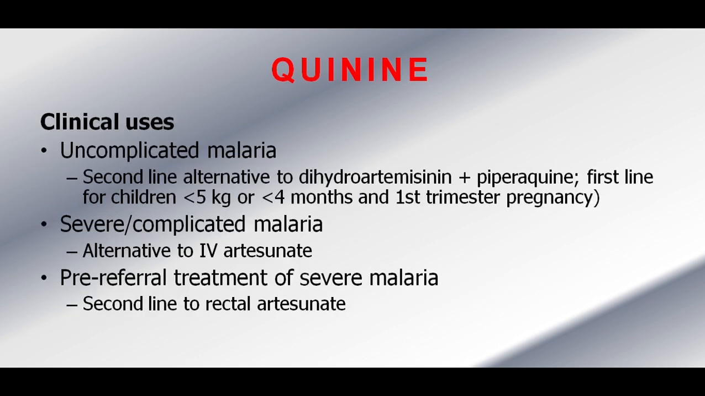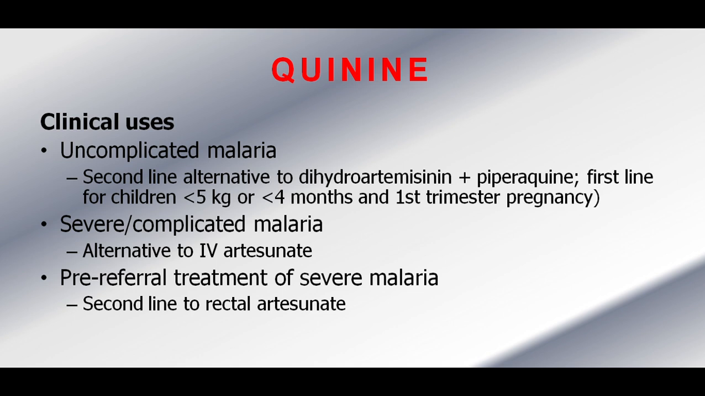Now, in the clinical uses, quinine is used in uncomplicated malaria. Here it is used as a second-line alternative to dihydroartemisinin and piperaquine. Now, it's a first line for children less than 5 kilograms or less than 4 months and in first trimester pregnancy. So in uncomplicated malaria, if the child is less than 5 kgs and less than 4 months, or a woman is in first trimester of her pregnancy, quinine is the first line drug of treatment.